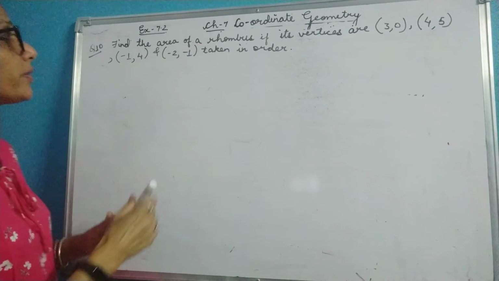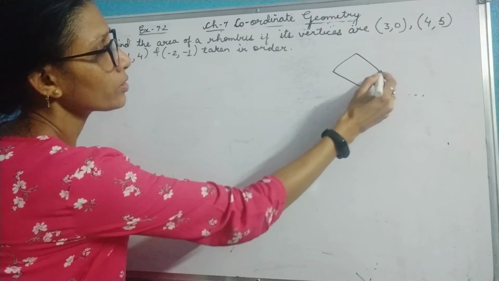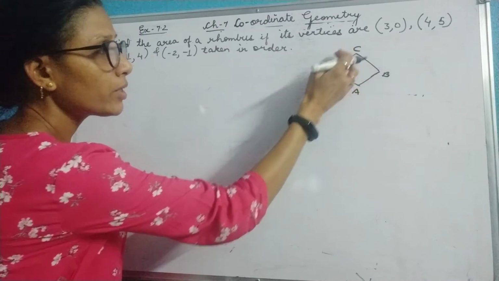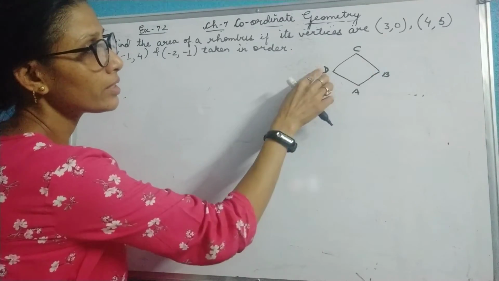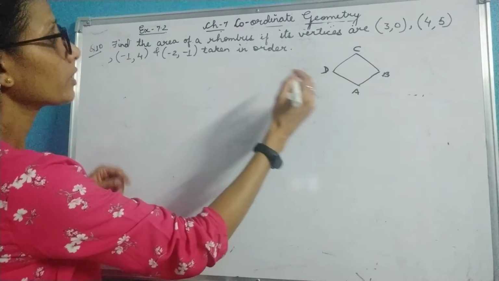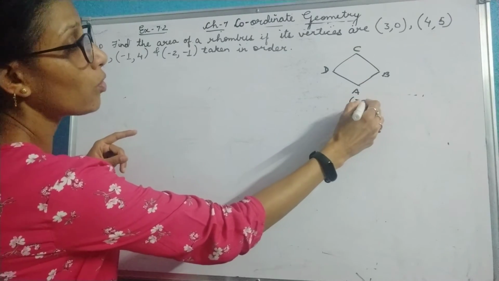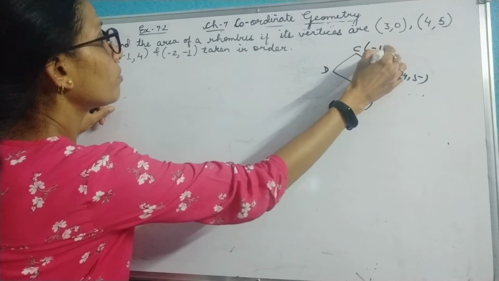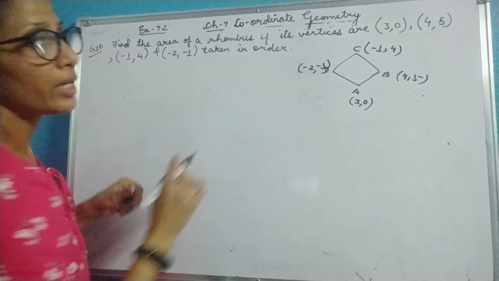Let's see this question, children. Here it is given, find the area of the rhombus. Let's suppose this is your rhombus ABCD. The naming should always be done in a particular order. You cannot name it A, B, D and C. It should go on like this only, A, B, C, D in a continuous manner. So the area of the rhombus you want to calculate. Vertices are given in order: (3, 0), (4, 5), (-1, 4) and (-2, -1). We need to find out the area of this.